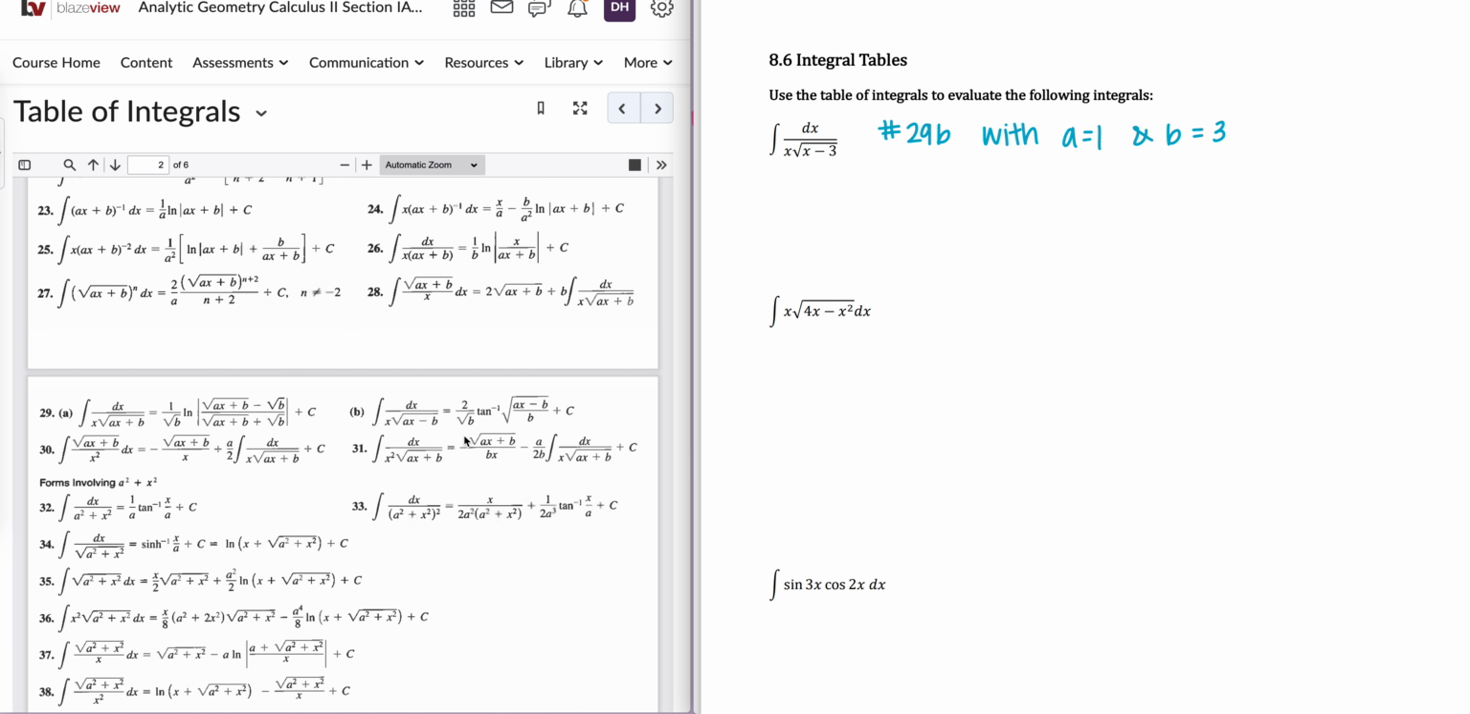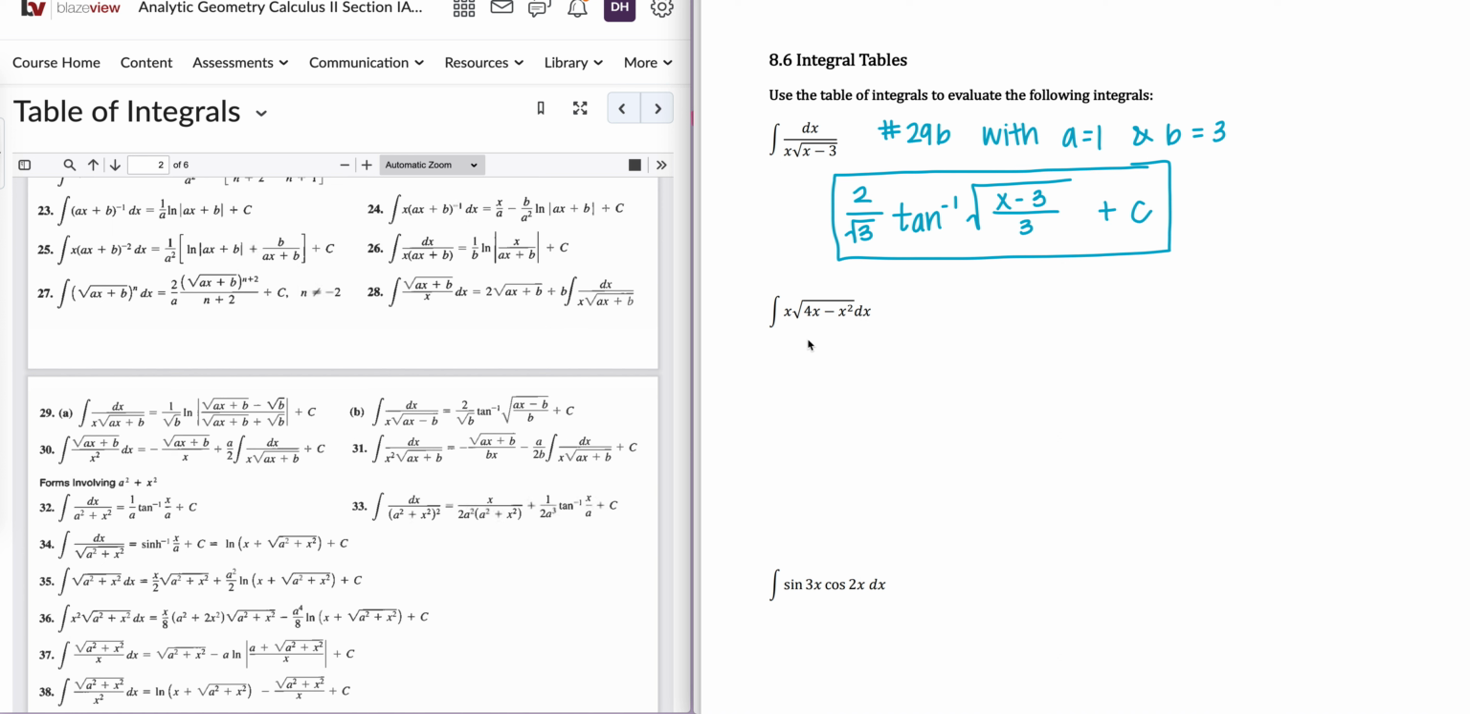Once we've identified that, we can go straight to what it has on the right-hand side of the equals. It's going to be 2 over the square root of b, so 2 over the square root of 3, inverse tangent, then it's the square root of ax minus b, so that's just going to be the square root of x minus 3, over the square root of b, that's another square root of 3, plus c. And that one is done. Very quick.